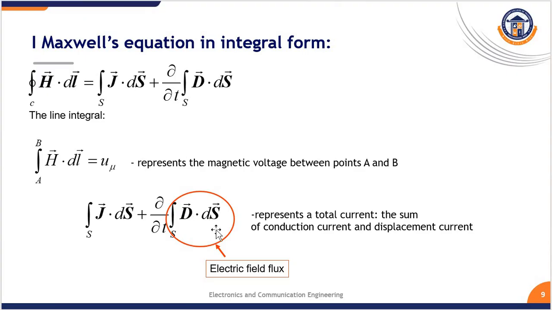So this surface integral D vector dot ds vector represents the electric field flux, and the whole expression represents the total current, the sum of conduction current plus displacement current. Conduction current plus displacement current.